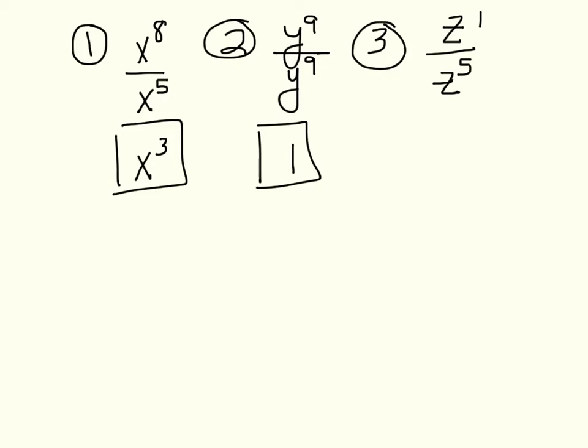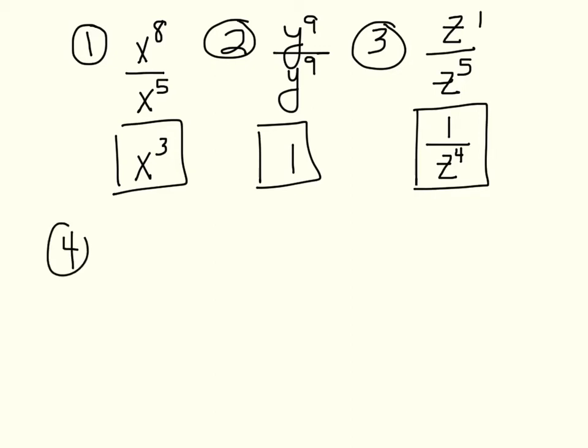Here's my trick. Where are there more z's? On top or bottom? On bottom. So that means, how many more z's are on bottom? 4. So your z to the 4th is in your denominator.